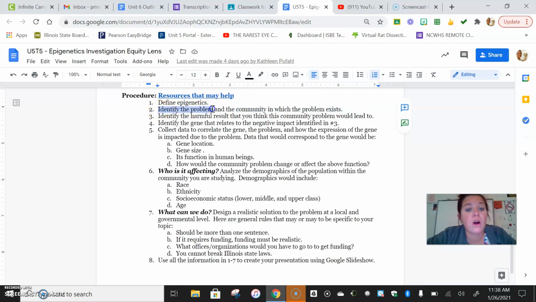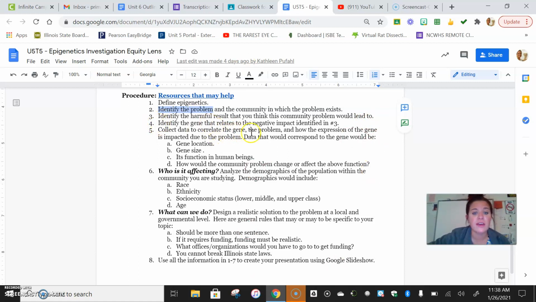So is their water quality bad? Is there a high rate of smoking? Are there a lot of fast food restaurants, etc.? Identify the harmful results that you think this community's problem would lead to. So if there's a lot of fast food restaurants, it might lead to higher obesity issues. If there's a lot more smoking, it might lead to higher rates of asthma, things like that.